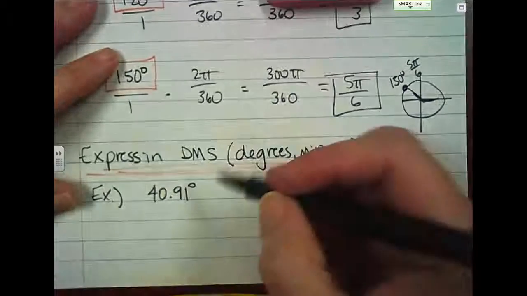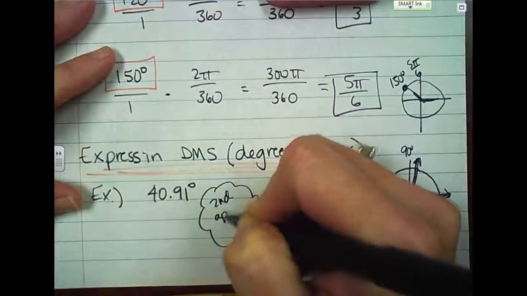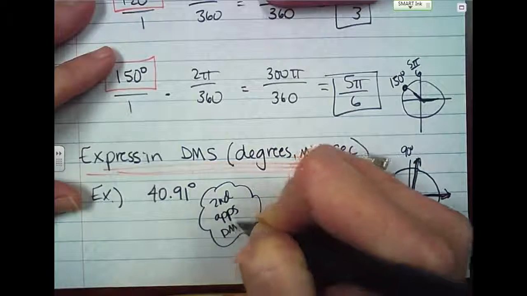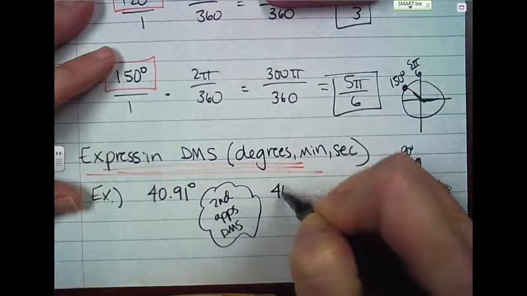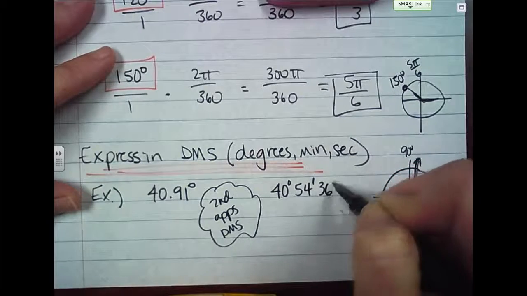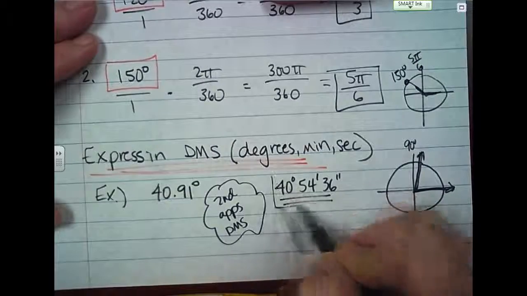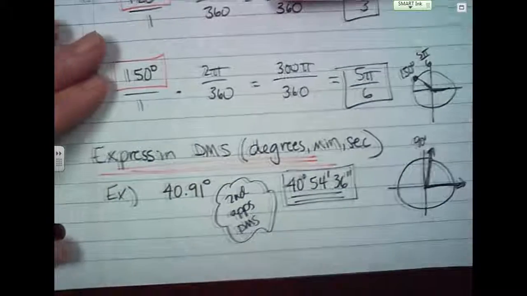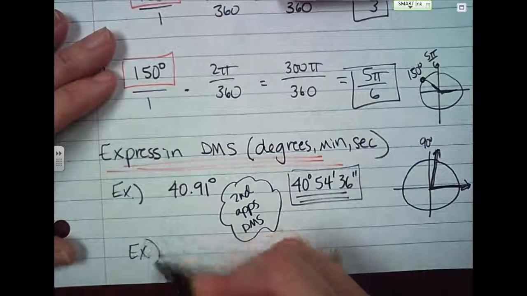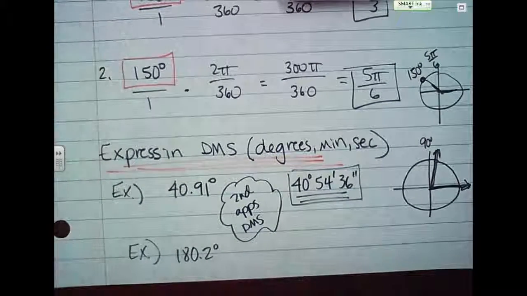So what that means, write yourself a little note on where you went. You went to second apps, and you typed in DMS, which means you're 40 degrees, 54 minutes, and 36 seconds. That's what they call it. Degrees, minutes, and seconds. That's the answer. Now you try one. What if I told you you're at 180.2 degrees? That's in decimal form.